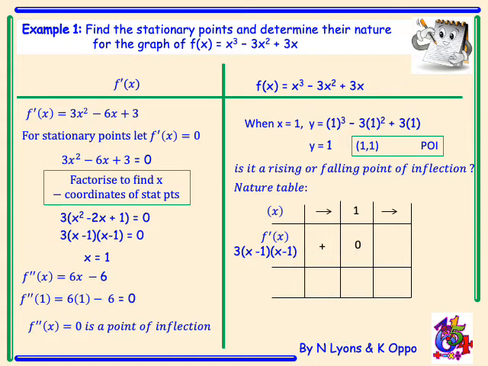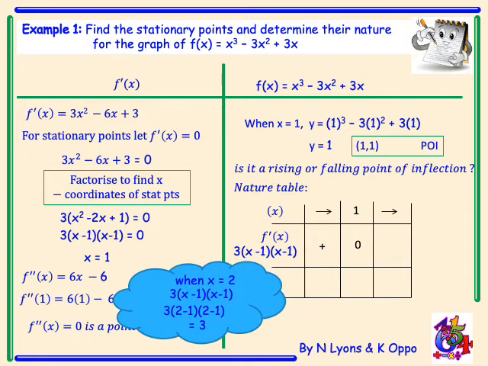Now let's think what's happening on the other side of 1. Okay, we've gone from 0 to 1, so let's think about 2. When x is 2, what's the gradient doing? So I'm going to put x equals 2 into the derivative, 3 times x minus 1, and that gives me 3 times 2 minus 1 times 2 minus 1.